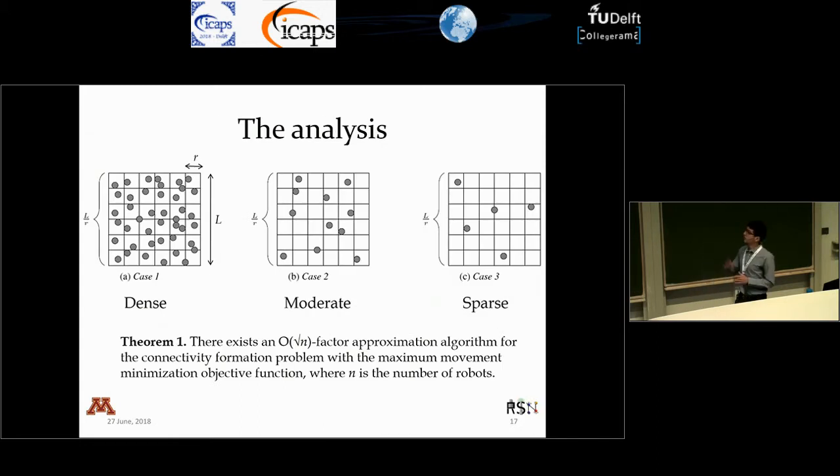So here theorem 1 summarizes the main result of our paper. For the connectivity formation problem with the maximum movement minimization objective, we show that we have a root n factor approximation algorithm, where n is the number of robots. Our analysis of this theorem consists of 3 cases, one for each density level, and I'll go over these next.